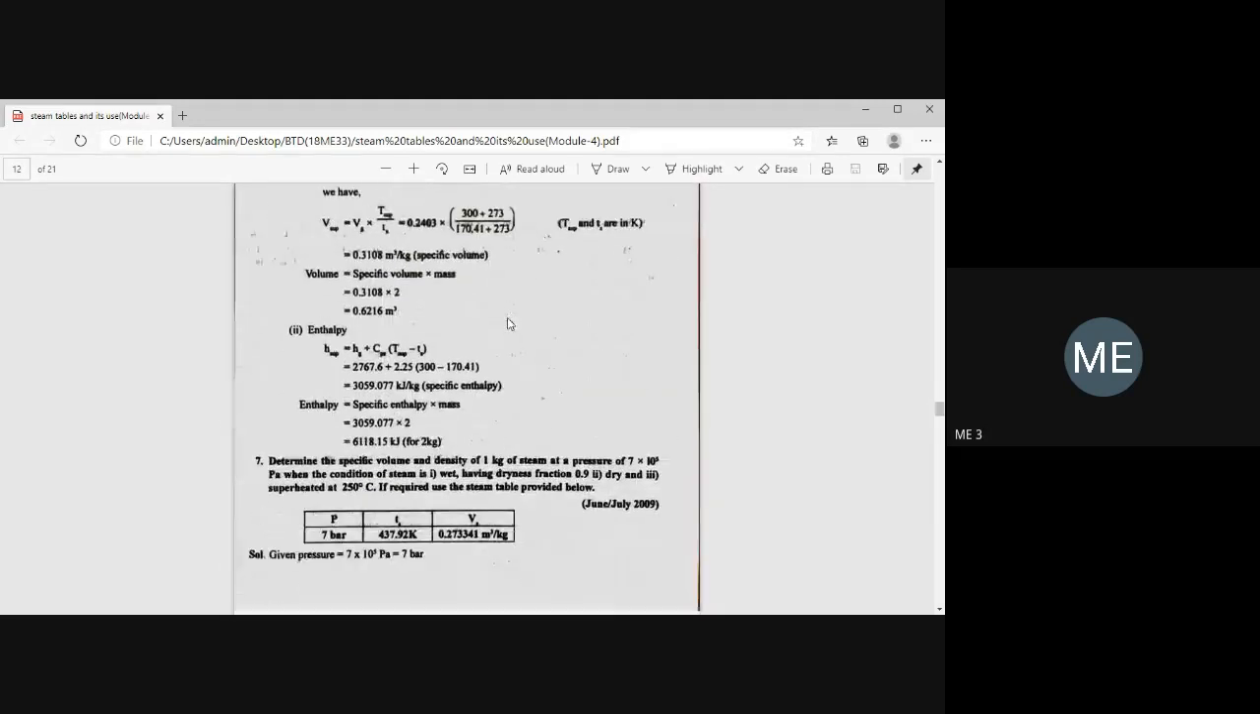So concentrate properly. The only thing is you have to obtain the correct values of hf, hfg, vf, vfg, etc. This is the first condition, when the steam is wet. Second condition is when the steam is superheated. So you have to remember this value. The volume of superheated steam is given by the volume of dry steam.